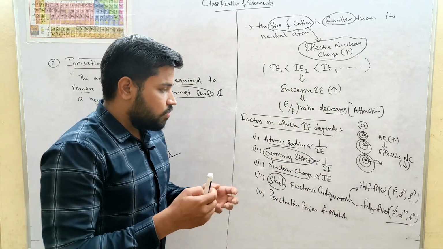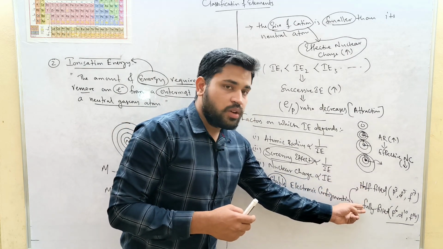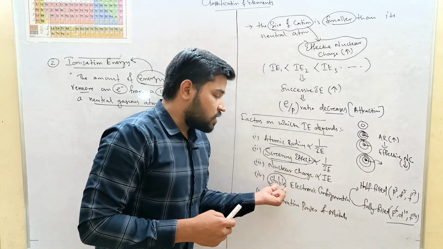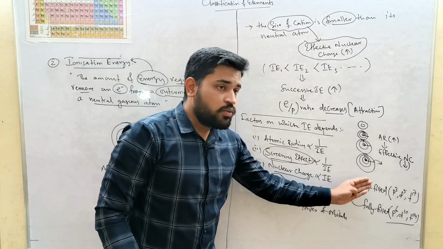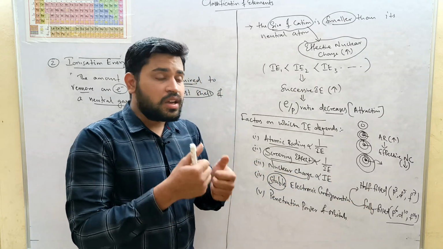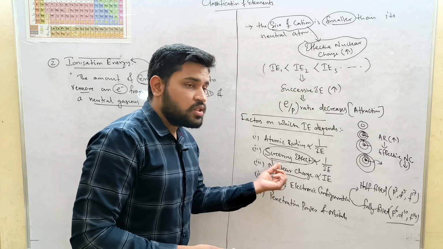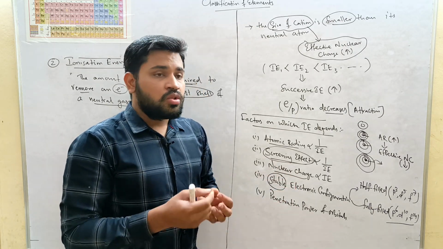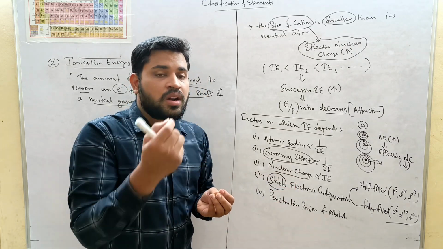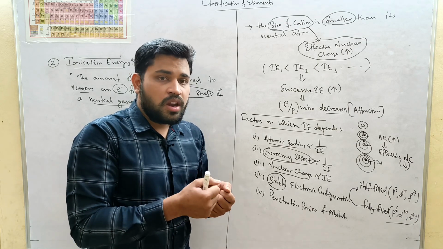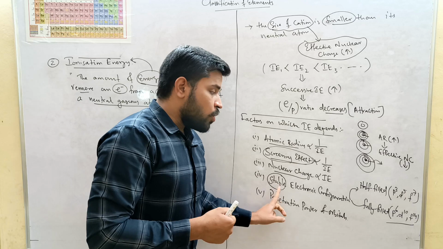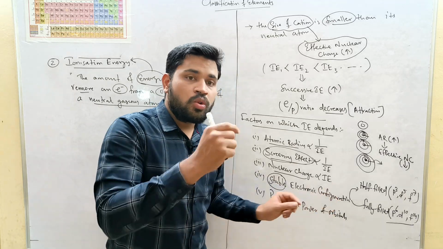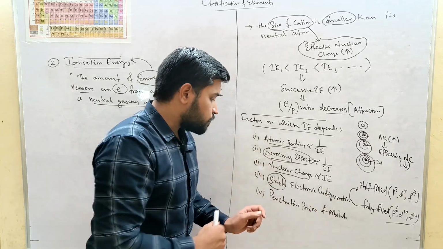Then what is the importance of half filled and fully filled? They are stable electronic configurations. When they are half filled or fully filled, they are considered highly stable. And we know that to remove an electron from a stable element, we have to apply a huge amount of energy. So the more stable it is, the more the ionization energy will be.